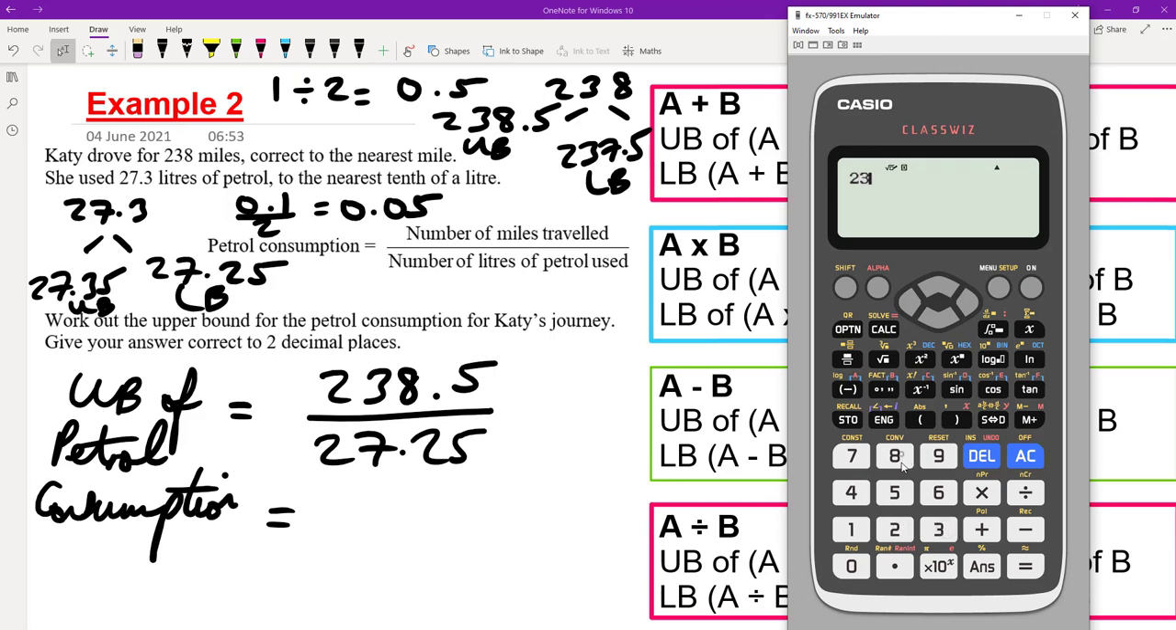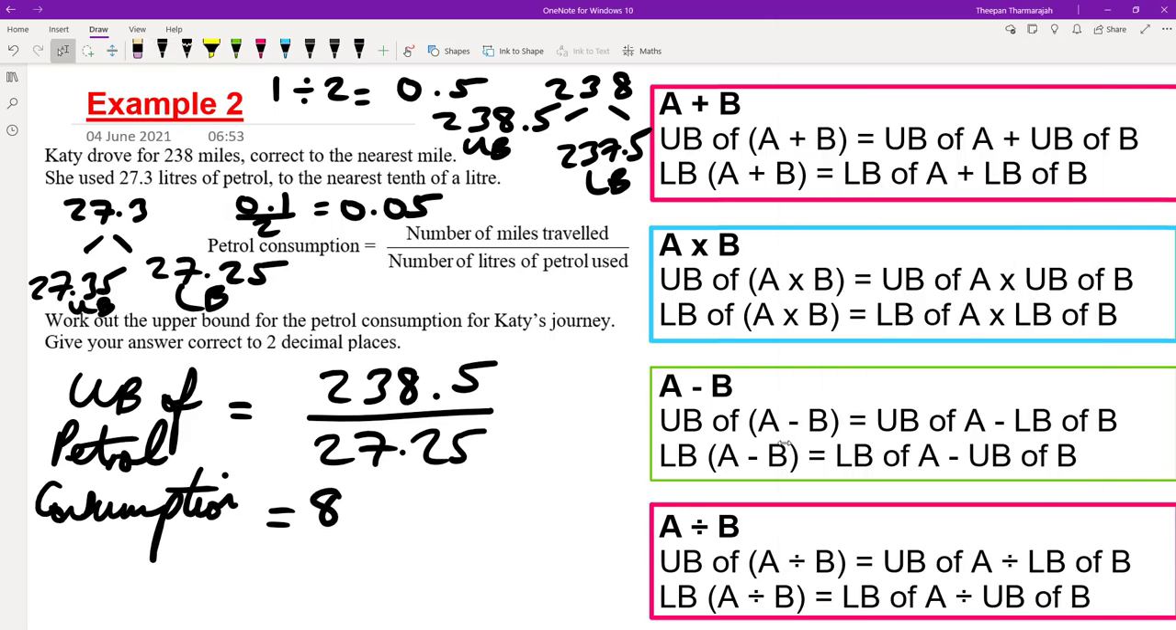So it's 238.5 divided by 27.25. That'll give me 8.75 correct to 2 decimal places. So 8.75, and I can write that to 2 decimal places.